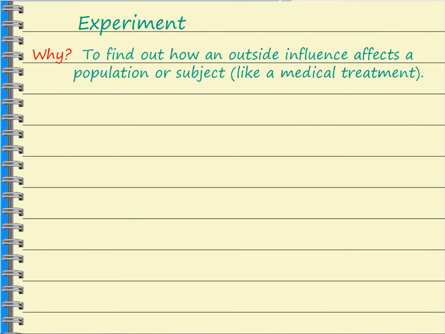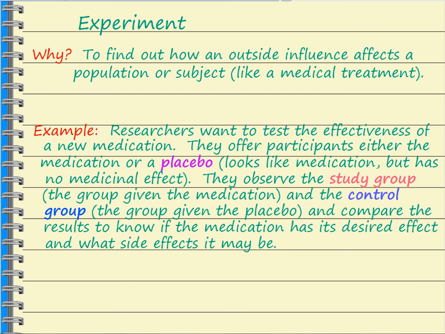And finally, experiment. You guys have done experiments a lot, of course. Experiments are used to find out how an outside influence affects a population or a subject. So this is when medical treatments come into play. So let's say that some researchers want to test the effectiveness of a new medication. They're going to get a sample of participants and they're going to give these people either the medication or something called a placebo that looks like the medication but has no medicinal effect, right? Basically like a sugar pill.